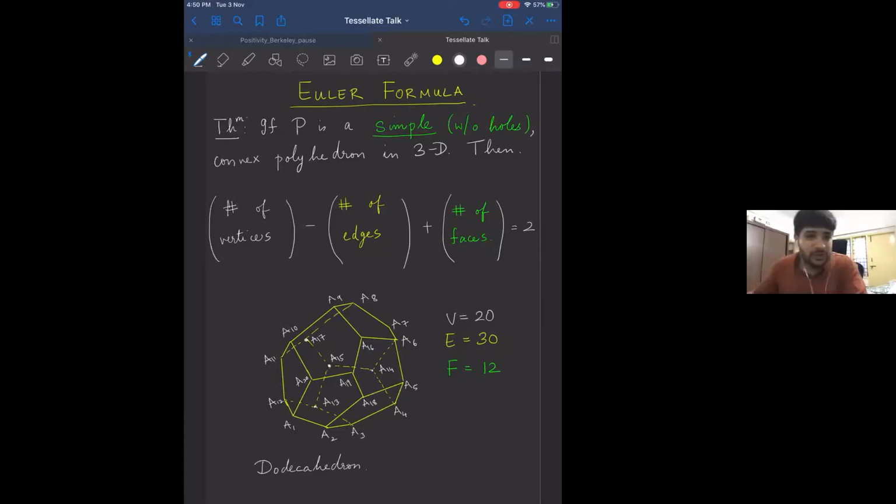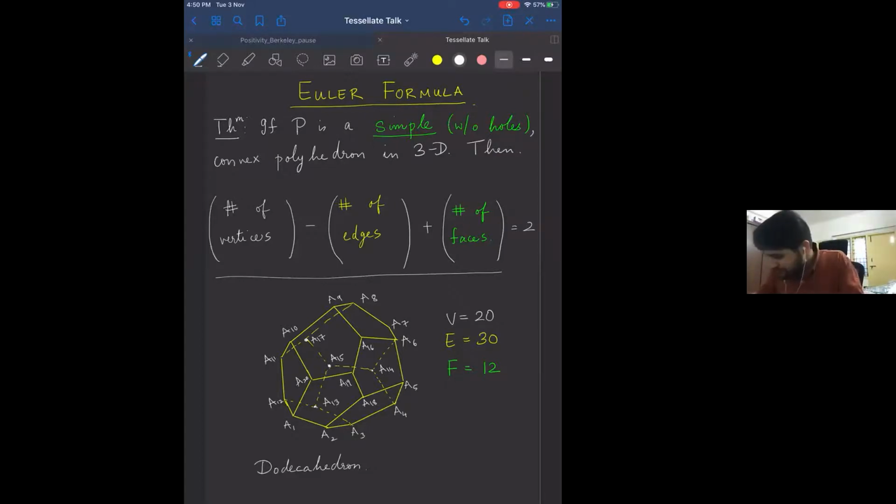And you do the following: you count the number of vertices, you count the number of edges, and you count the number of faces, and you take this alternating sum. And magically, it turns out that this alternating sum is always equal to 2. It doesn't matter what polyhedron you choose, you'll always end up with 2. The number of vertices may be extremely large, the number of faces might be very different, etc. But once you take this alternating sum, you'll always end up with 2.